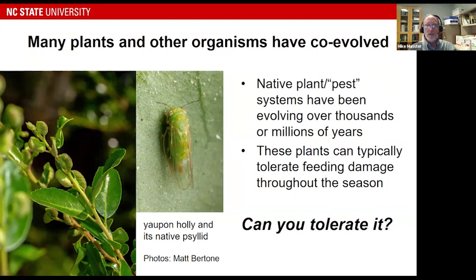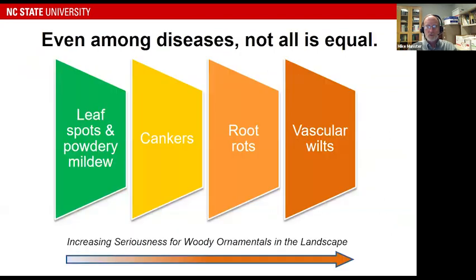For example, downy mildew on grape when it got to Europe, or the pine wilt nematode when it got to Asia. Sort of along the same lines as the can-you-tolerate-it question, I'd like to talk, focusing just for a moment on trees and shrubs, about the scale of importance or severity of diseases. Just saying you have a disease doesn't mean that all are created equal. This is basically my opinion.